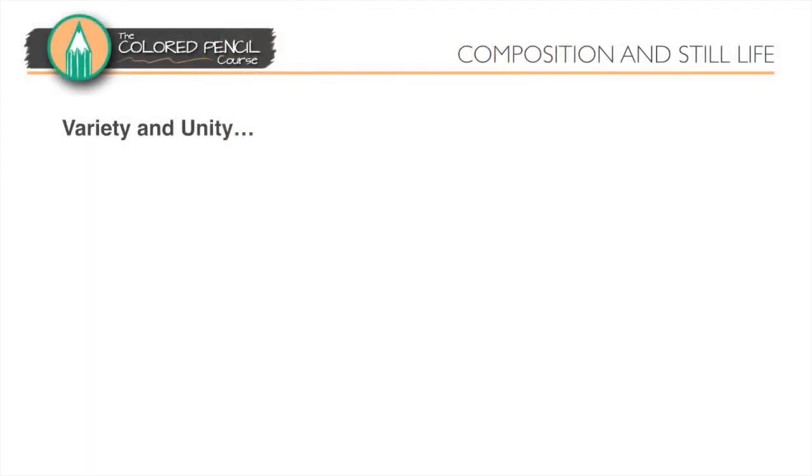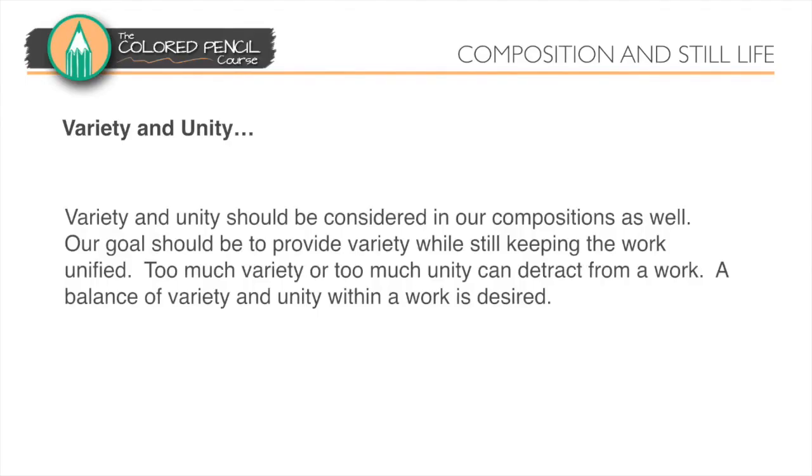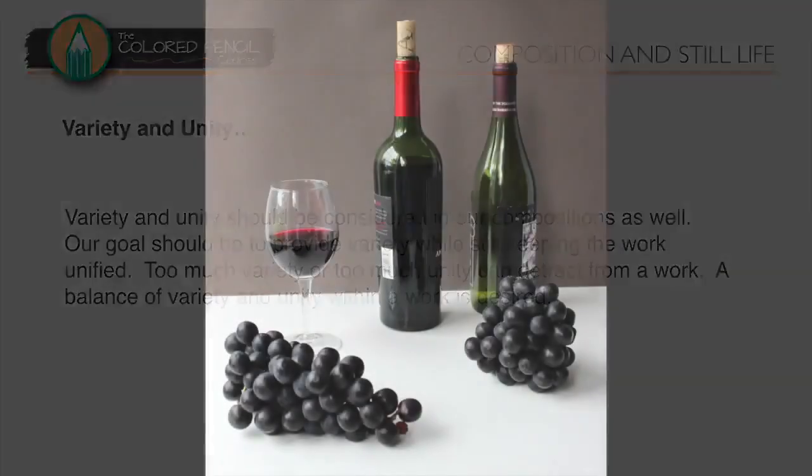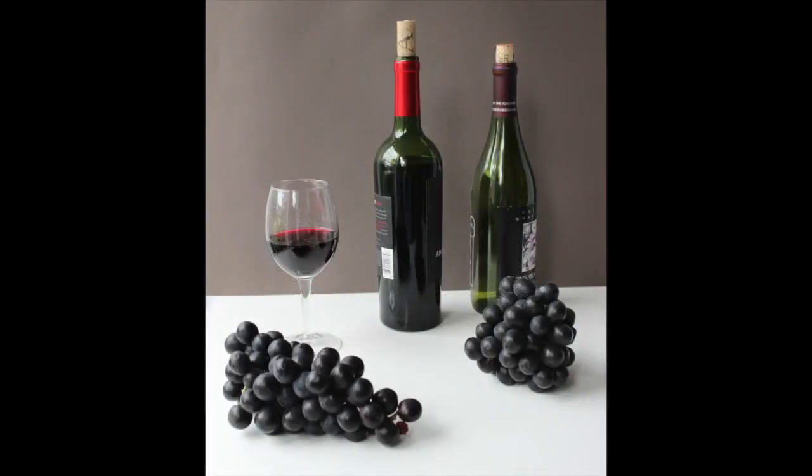Let's next take a look at variety and unity. Variety and unity should be considered in our compositions as well. Our goal should be to provide variety while still keeping the work unified. Too much variety or too much unity can detract from a work. A balance of variety and unity within a work is desired. Let's again take a look at our 3 compositions.